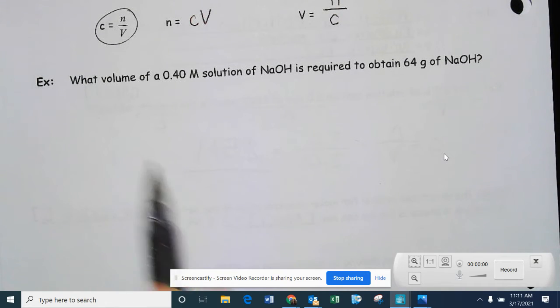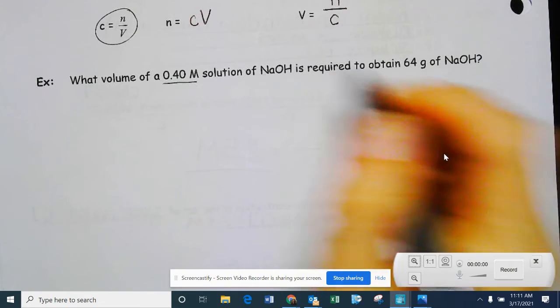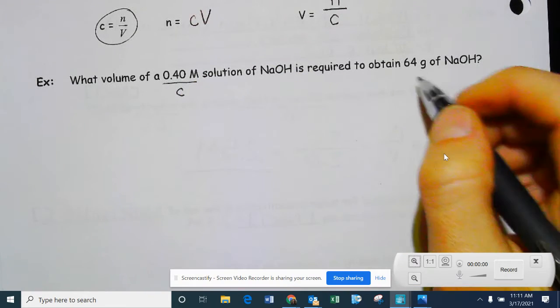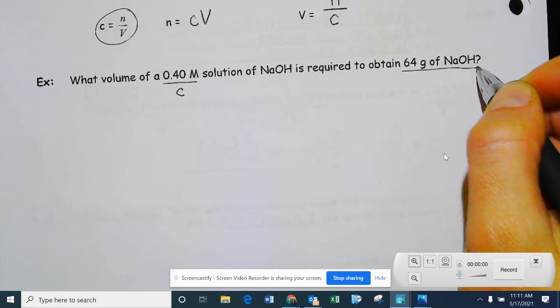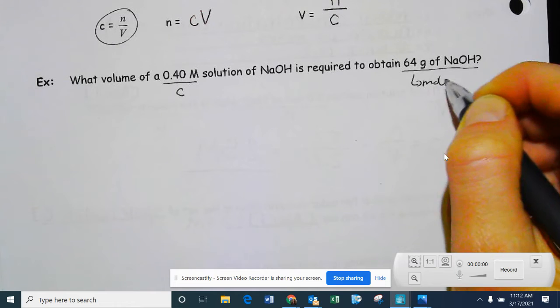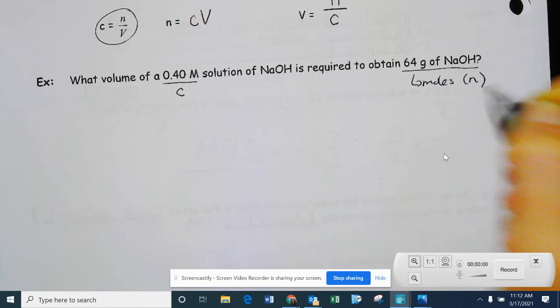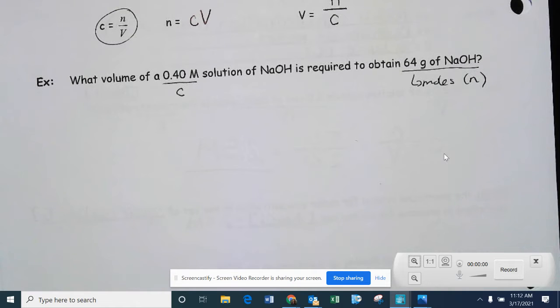Okay, so here's another example. I've got a 0.4 molar solution of sodium hydroxide. So there's my C. And I want to obtain 64 grams of NaOH. That will be my N, but I have to convert it to moles. Okay, I want you all to try this one on your own. So give that a go, and we'll go through the answer together in 3 minutes.